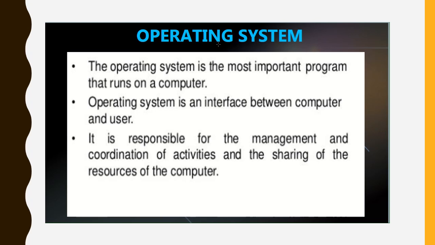Now what do we mean by operating system? The operating system is the most important program that runs on a computer, like Windows. This is very important for running your computer system. It is an interface between the computer and the user. If you don't have the operating system, then there is no connection between the computer and the user. And obviously, without an operating system you could not run your application software as well. Any software could not be run without your operating system.